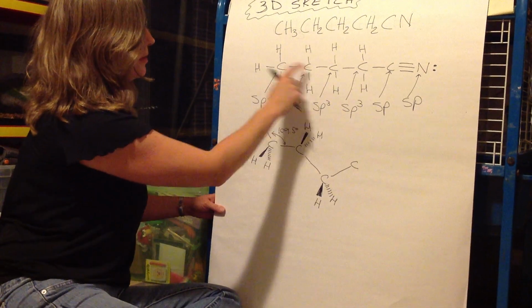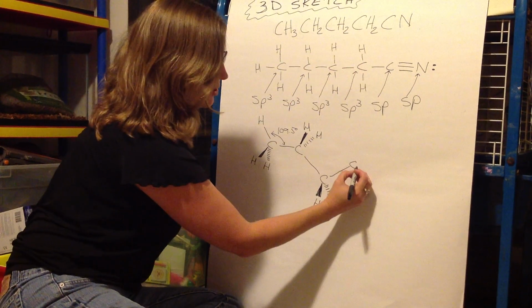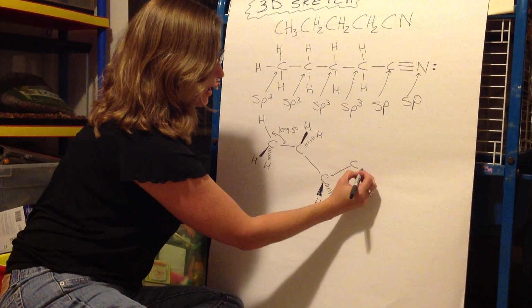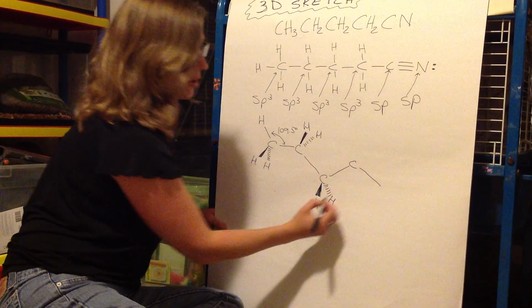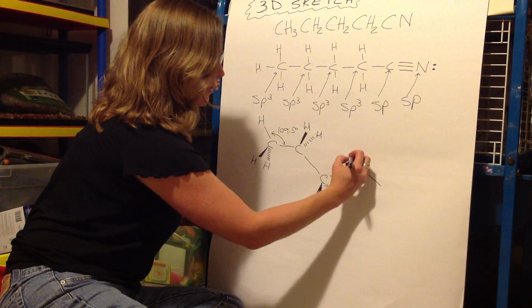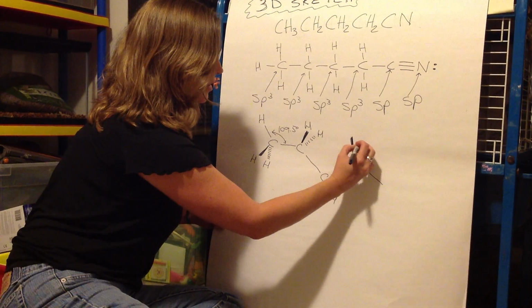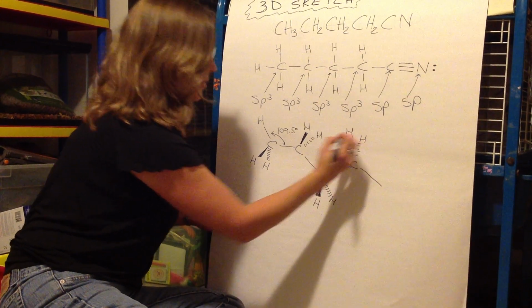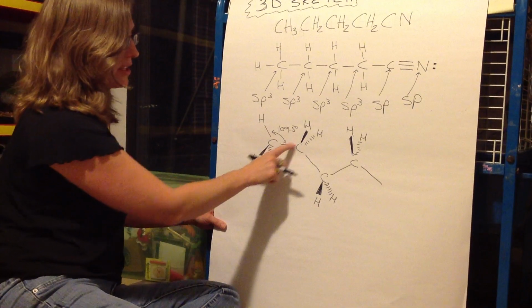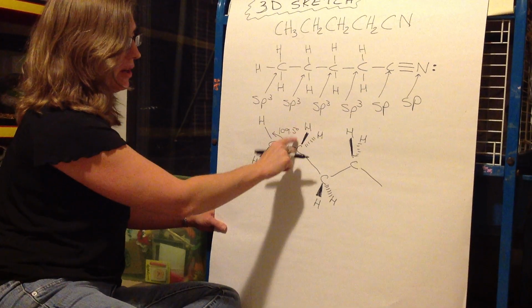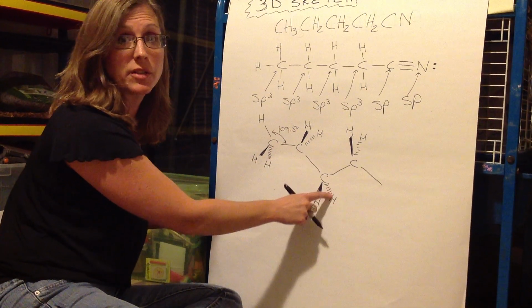One, two, three. This is my last CH2. So here's my first bond. Here's where I can draw my second bond in the plane. So my wedge and dash are up in this direction again. So notice when I have a zigzag up, my dash and wedge are up. When I have a zigzag down, my dash and wedge are down.